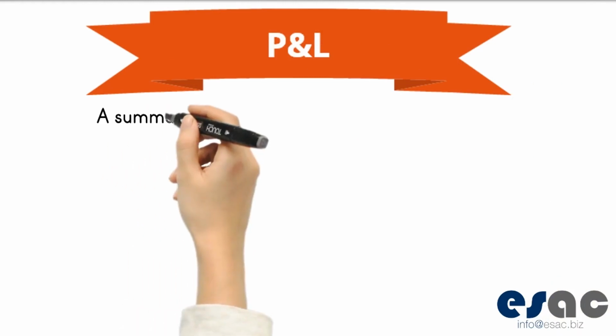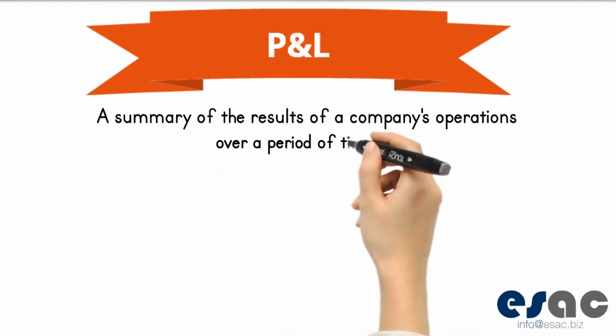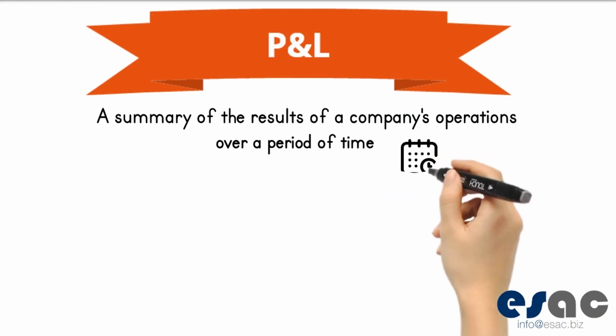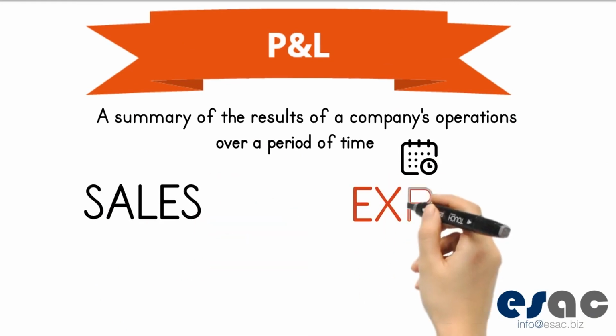Regardless of the name, the P&L is a summary of the results of a company's operations over a particular period of time. It shows us a breakdown of a company's sales and expenses. It's like a film of the activity of the company in a given period of time.